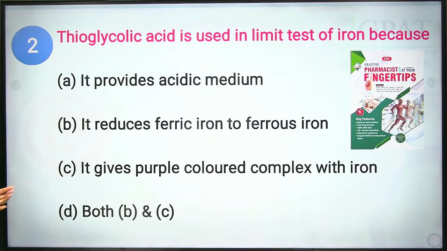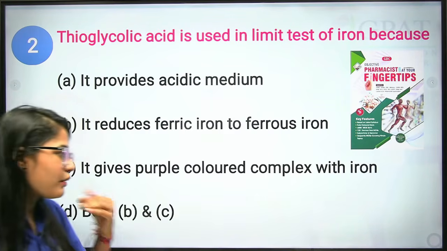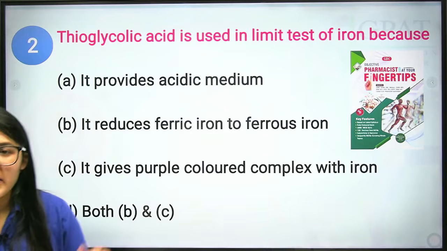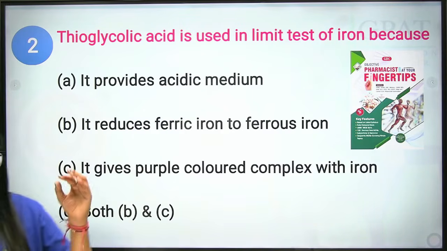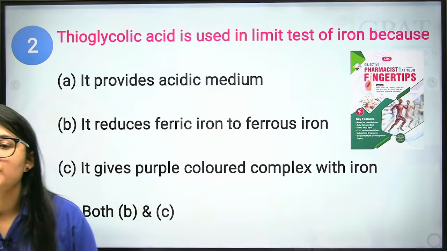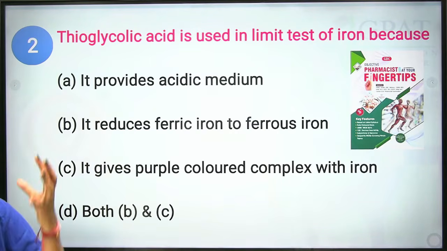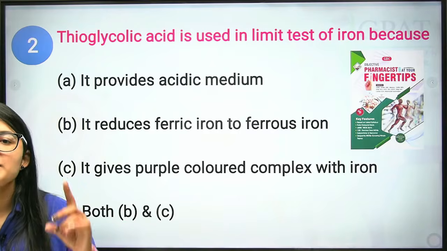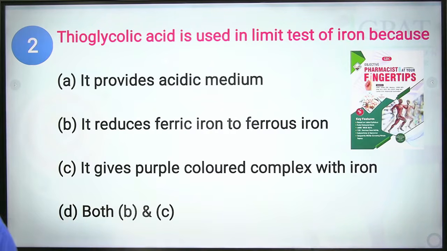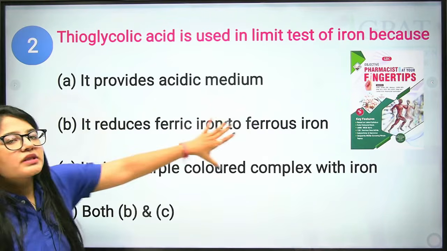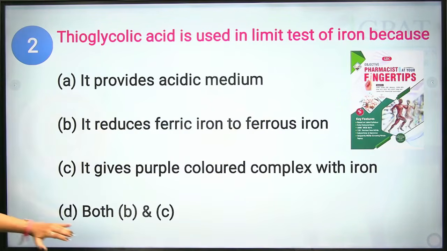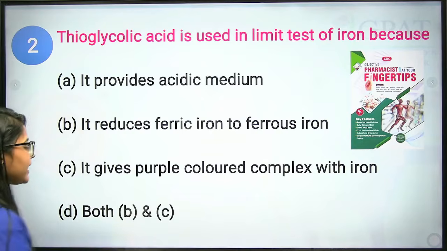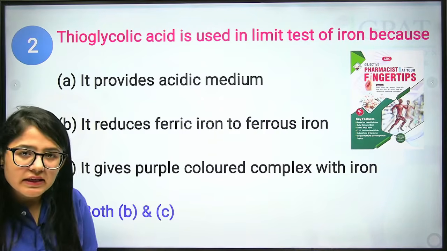Okay, next we have, it gives purple color complex with iron. Whenever this acid is added in the iron solution, it gives a complex known as a purple colored complex, which represents the presence of iron. Clear? So this is the correct answer. These both statements are correct, hence option number D will be the correct answer, saying both B and C.